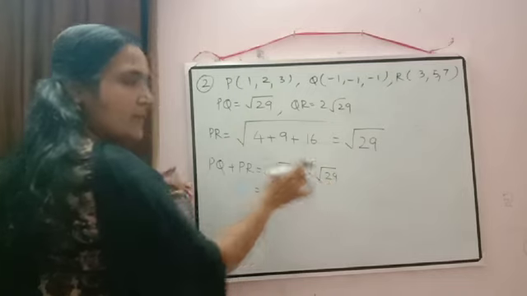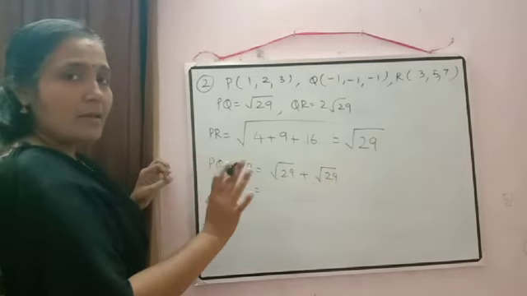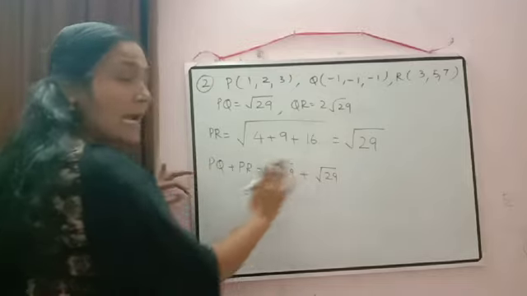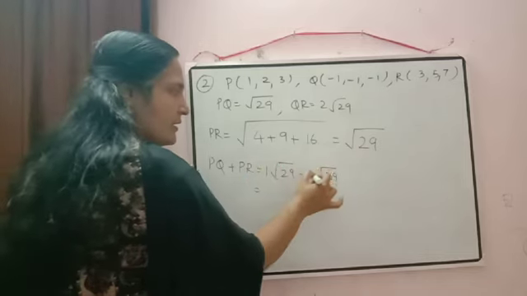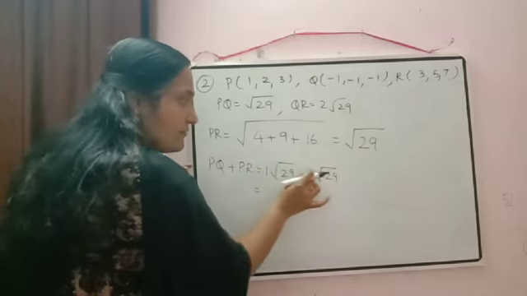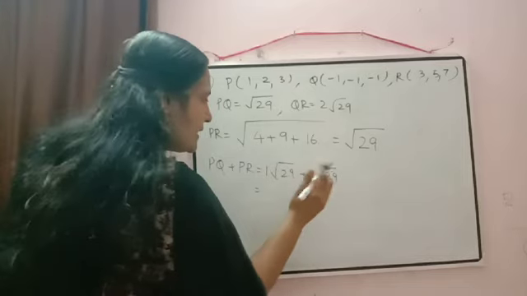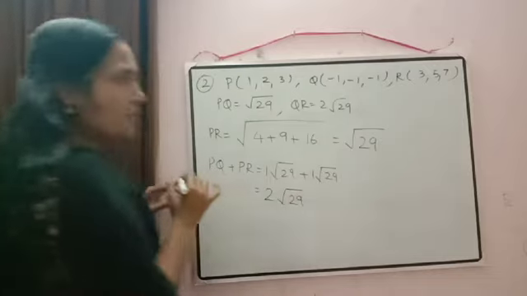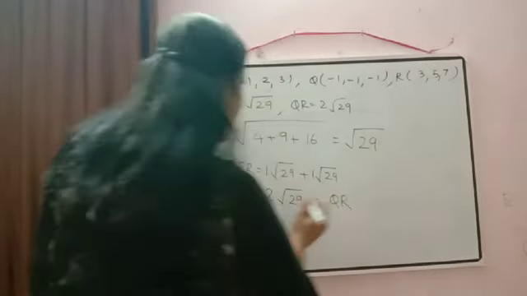Root 29 plus root 29 will not be equal to root 48. Inside the square root we cannot add the numbers there. If nothing is there, it means here we have 1. We can just add the coefficients which are there here. Okay. So 1 root 29 plus 1 root 29 will be equal to 2 root 29. And 2 root 29 is equal to QR.